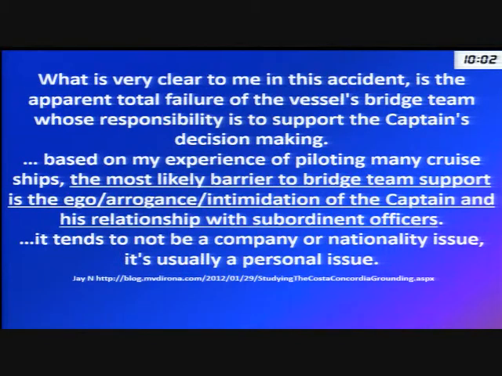And still another comment from this Concordia tragedy comes from another captain, and he says that it was clear to him that there was an apparent total failure of the vessel bridge team to support the captain's decision-making. Based on his experience, the most likely barrier to bridge team support is the ego, arrogance, and intimidation of the captain and his relationships with subordinate officers. It's not a company or nationality issue, it's usually a personal issue. This is also a lesson which is relevant to healthcare.